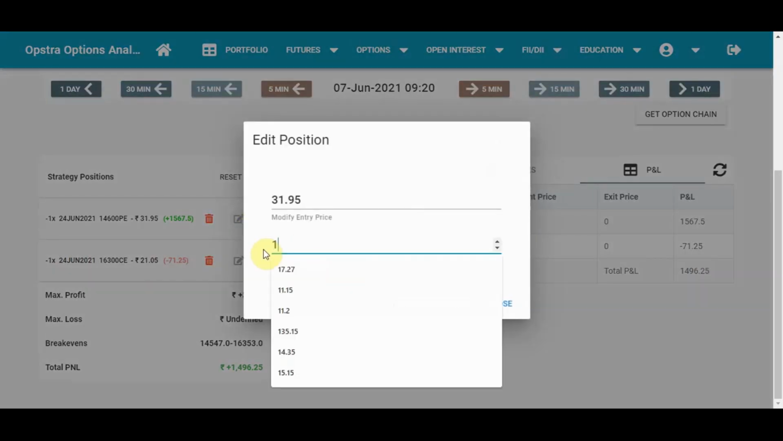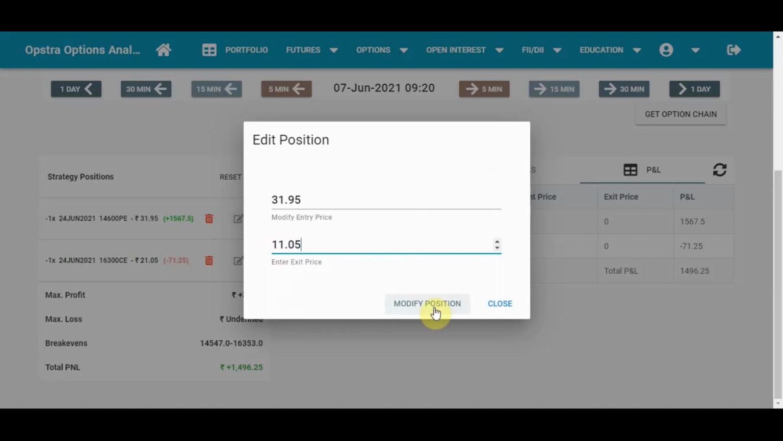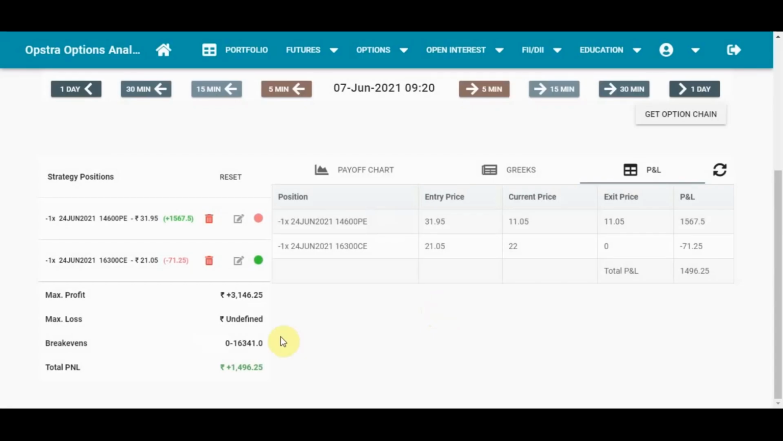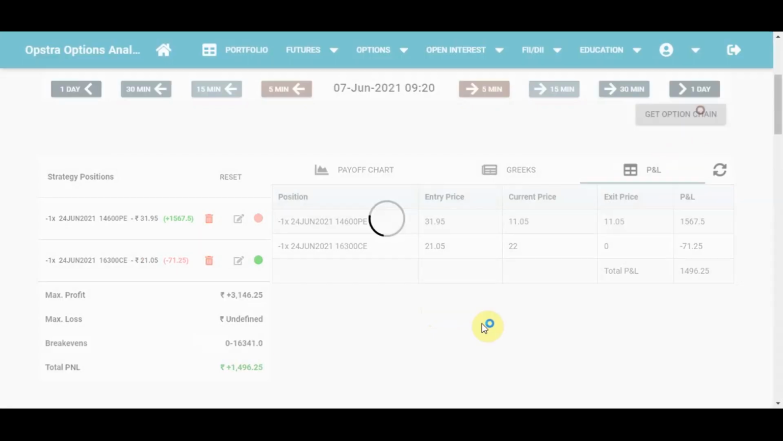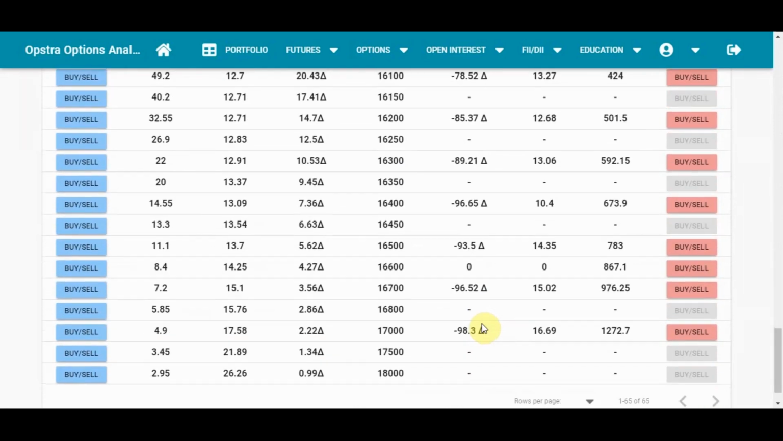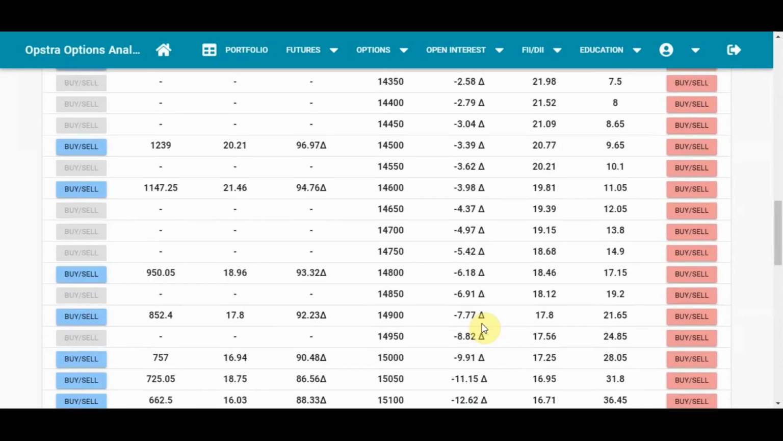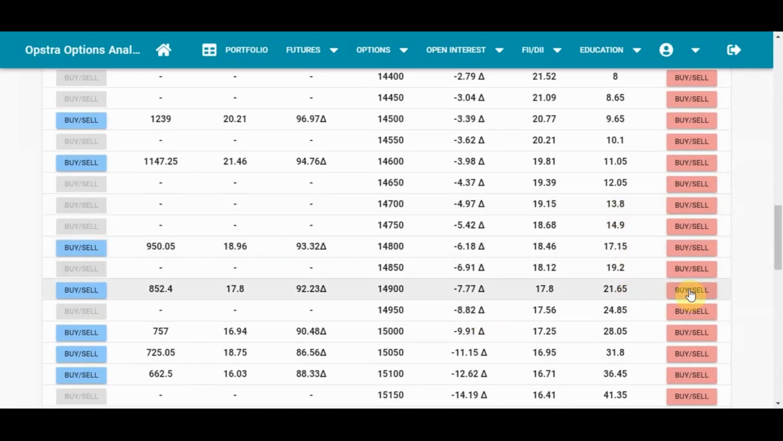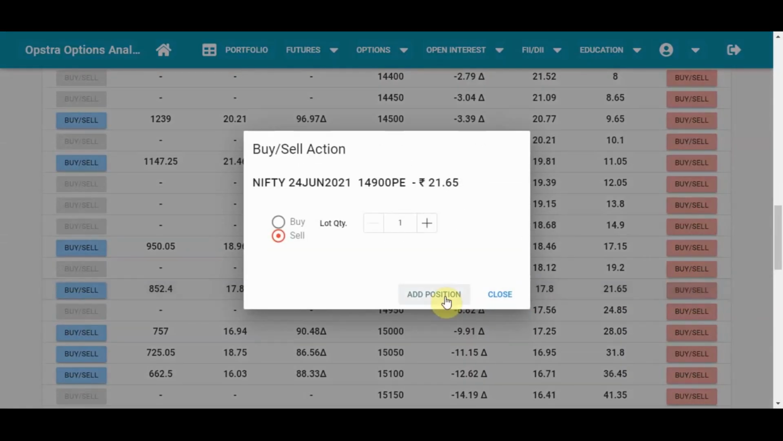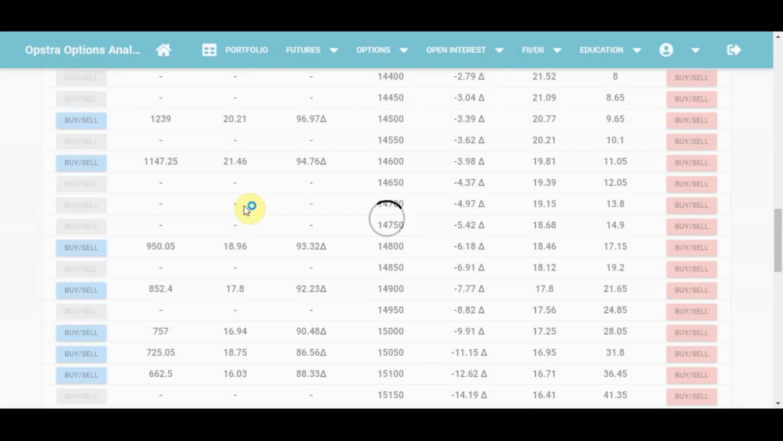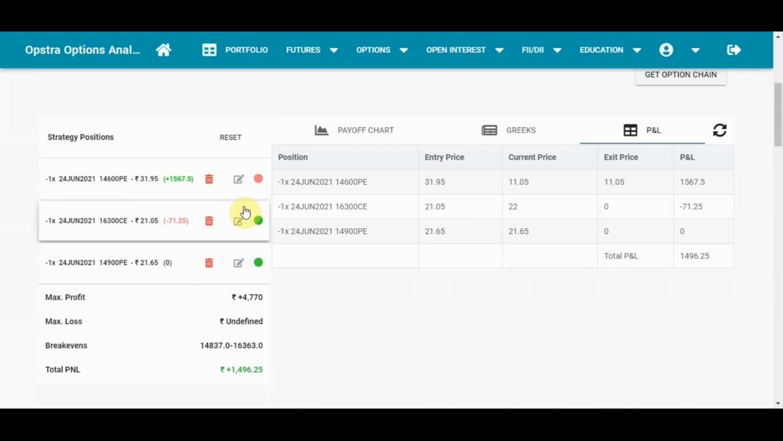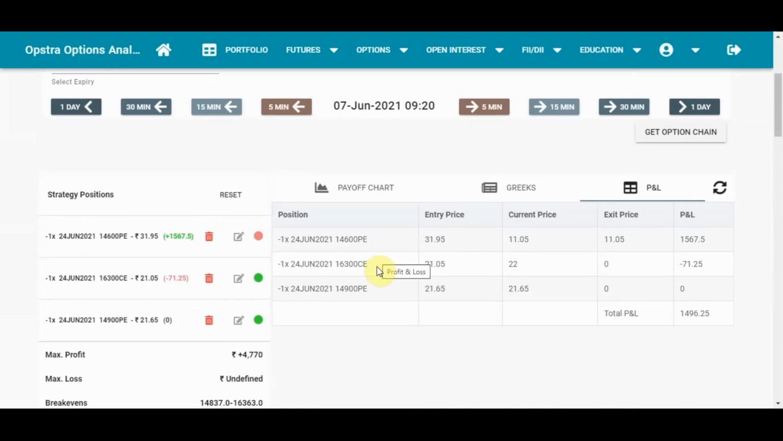So I'll book this put at 11.05 and sell a new put. I'll sell the 14,900 put, which is trading at 21.65 rupees. So now the open positions are the 16,300 call and the 14,900 put.